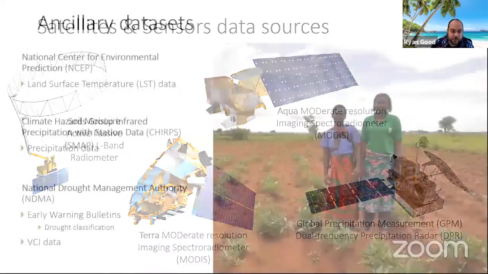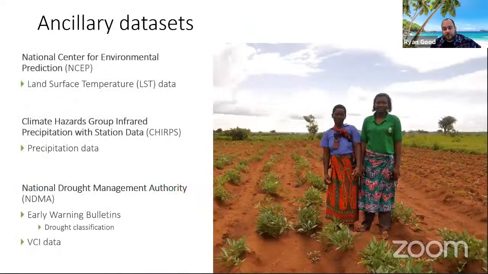In addition to these remote sensing data sources, I also used 3 ancillary data sets to complete this project. The first was land surface temperature data from INSEP. The second was precipitation data from CHIRPS. And finally, I gathered the drought classification data and vegetation condition index data from the historical records of what the NDMA has been producing in their monthly bulletins.